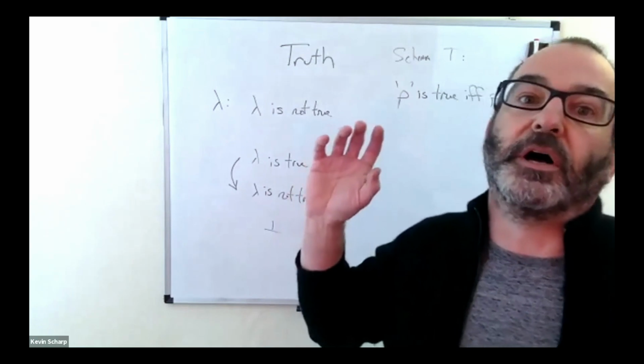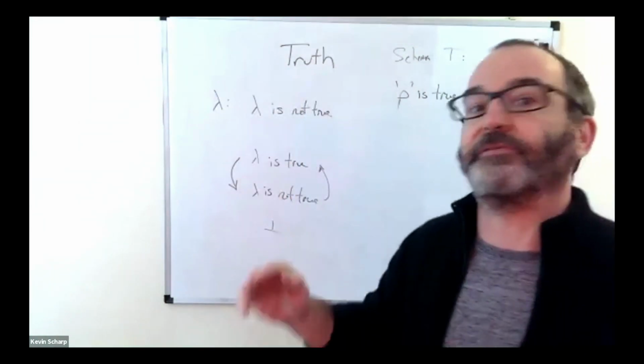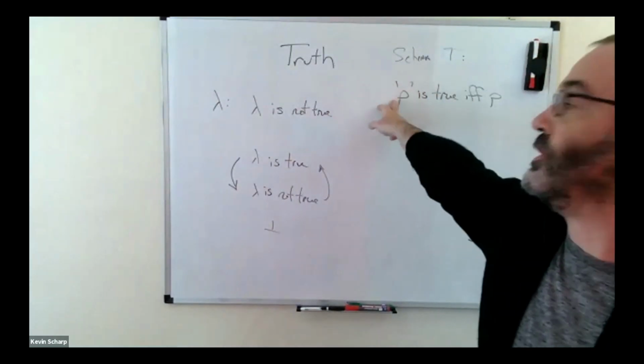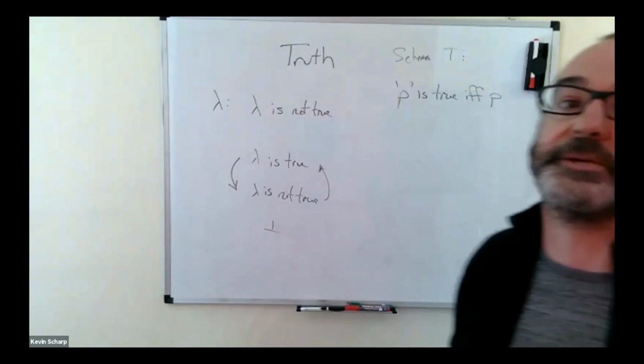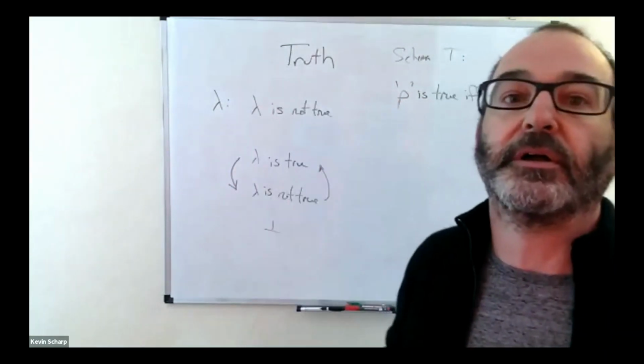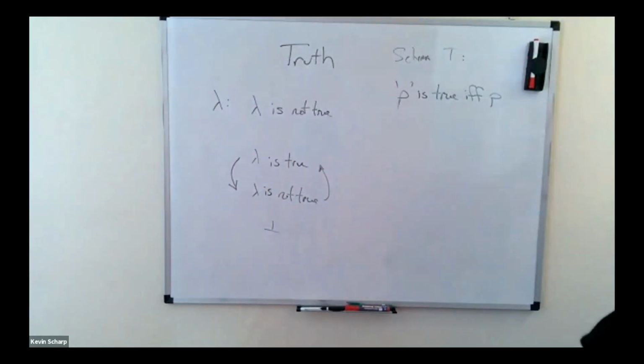So the paradoxes are individuated by the truth principles used to derive them. And in the case of the liar, Curry, and Diablo, we're using just this one schema T, or if you like, we're using two principles, each direction of schema T. Okay.